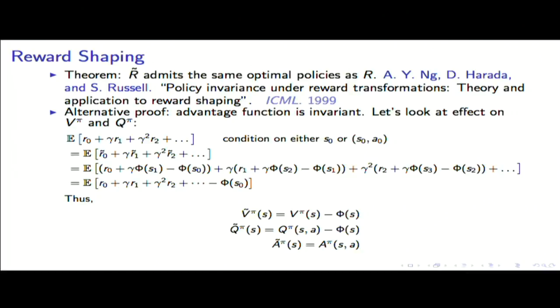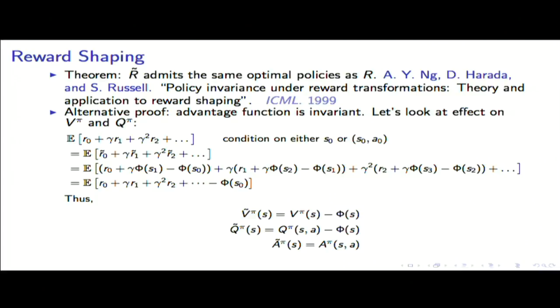And if you remember, if the advantage function of a given policy is 0 at all the actions taken by that policy, then it must be optimal. That's something that we went through when we talked about policy iteration. So if the policy satisfies the advantage of s and pi of s equals 0, that means it's the optimal policy.